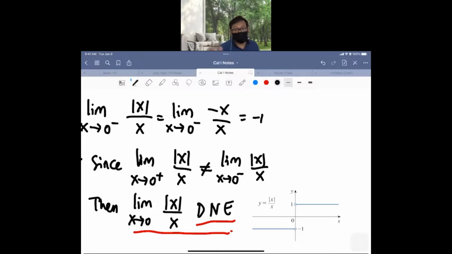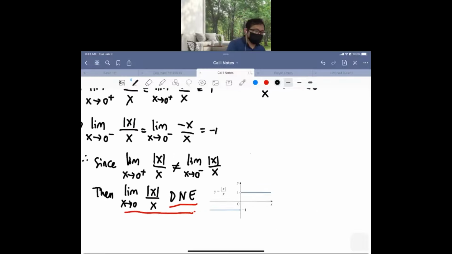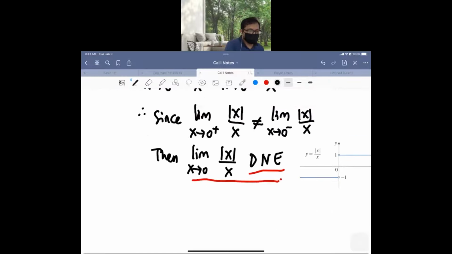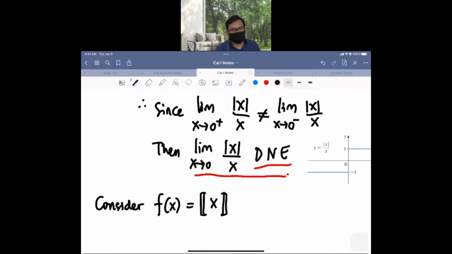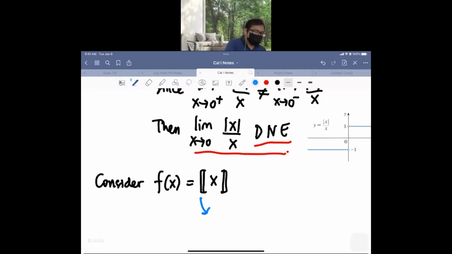There are some interesting functions that perhaps you could try to find out. But let me just try it and give you some thoughts on that function. So consider a function f of x equal to this. What does this bracket mean? This bracket means that this is the largest integer.